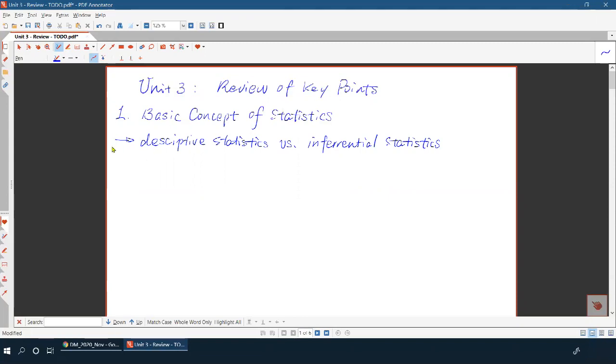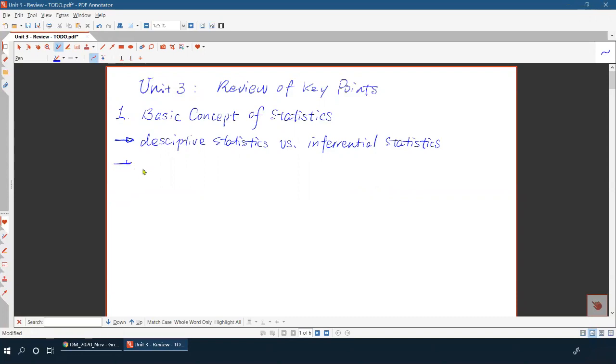Okay, for descriptive statistics, the main tasks are presenting data in a convenient way, whether via graphical techniques or numerical techniques. For inferential statistics, the main task is to infer the characteristics of the population from the properties of a sample, okay?